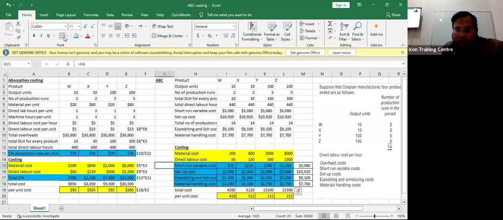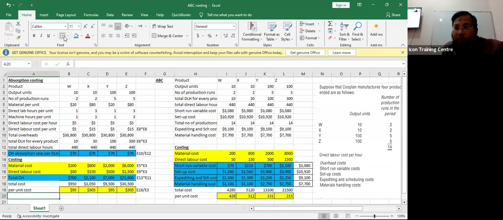Right? Now, just imagine, what is the per unit cost of W in absorption costing? It's 95. But when it comes to ABC costing, it is 482, sorry, 428. The cost of X in absorption costing is 305. Here it is how much? 512. Y is 95. Here is how much? 131. And Z is 305 and here is how much? 215.